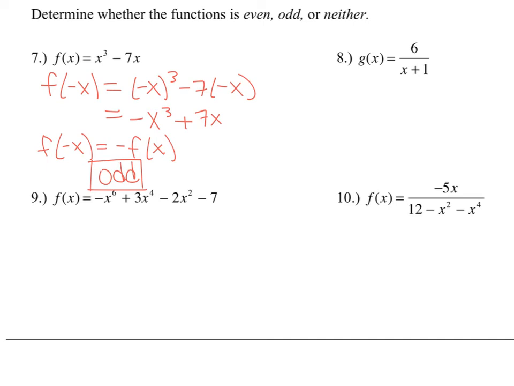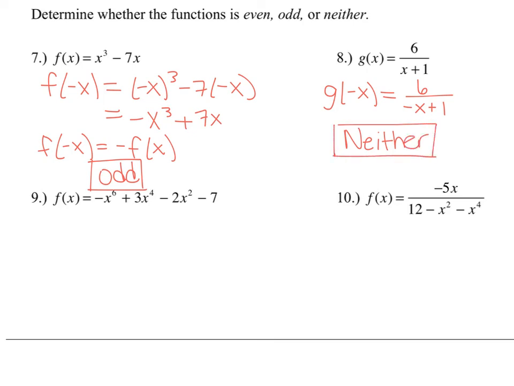Number 8, g of x equals 6 divided by x plus 1. Let's see what happens when we plug in negative x. So we get 6 over negative x plus 1. Well, the 6 stayed the same, so did the plus 1. The only thing different is the x is now negative x. So this is a case of neither, because everything didn't flip, just the sign of the x.